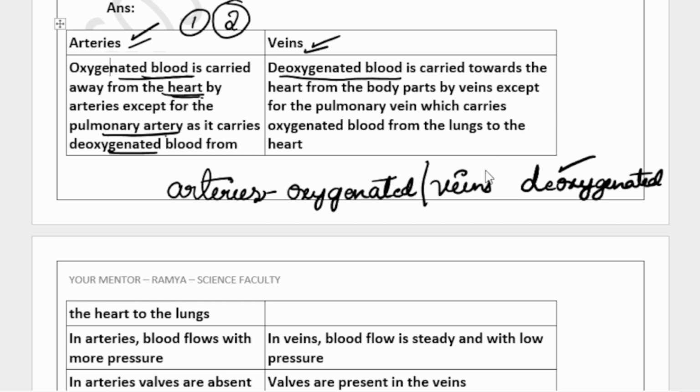But the only vein which carries the oxygenated blood is the pulmonary vein. They can ask the question in the examination: name the artery which carries the deoxygenated blood. Which artery? Pulmonary artery. Name the vein which carries the oxygenated blood: the pulmonary vein. So you're not only learning the difference here, you're also knowing about the concept in detail. It's very important.